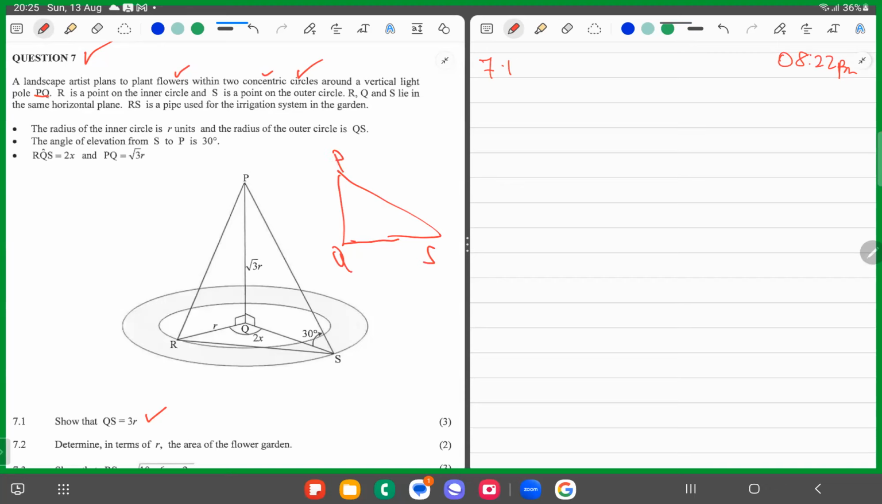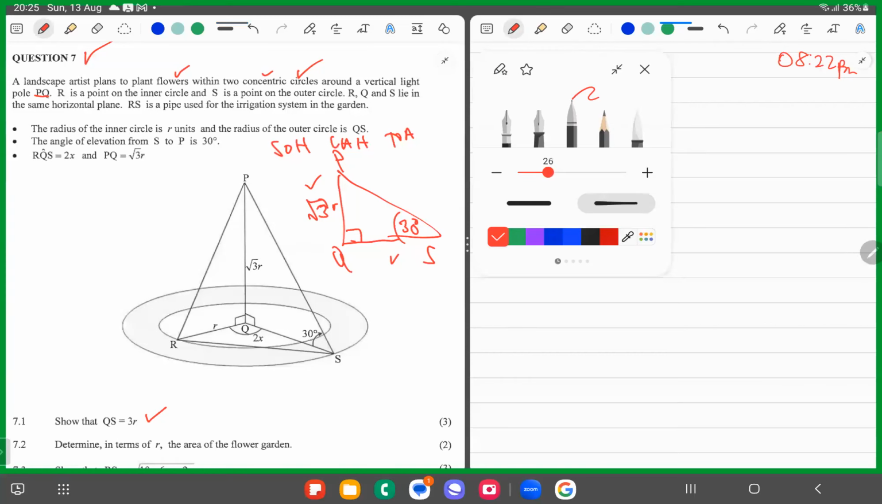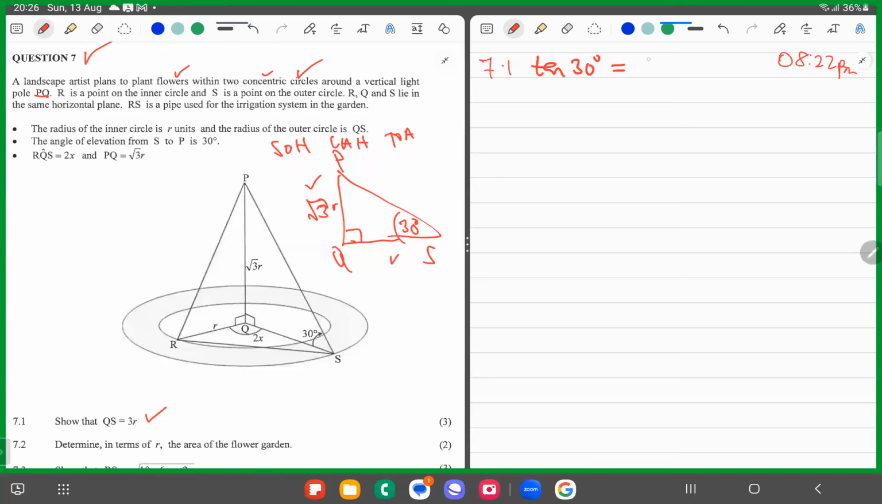Therefore this becomes P. This angle is 30 degrees, this is 90, and this is square root of 3 R. We're dealing with the opposite and the adjacent, in view of our frequently used mnemonic SOHCAHTOA, which is the tan. So we're going to use the tangent of 30 degrees, which is the opposite, square root of 3 R, over the adjacent, which is QS.